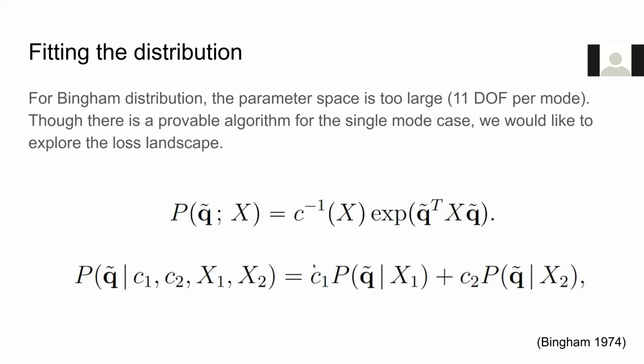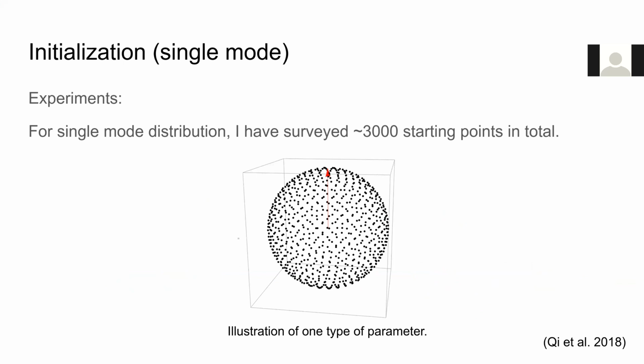So we did some kind of gradient descent to explore the loss landscape. To initialize for the single mode distribution, I surveyed 3,000 starting points in total. To give you an idea of how I did it, this is one step in generating one type of this parameter. I'm sampling dots on a sphere, but they will be converted into dots on the S3 sphere using some kind of fibration. I'm also generating points in R3. They do some combination, and then I can start the algorithm.